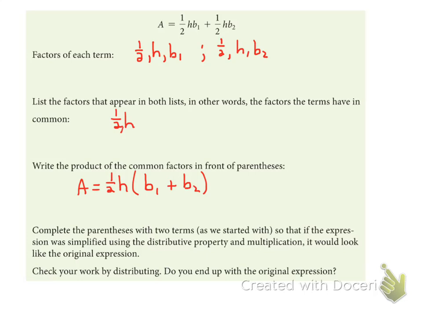And you can check your work by distributing. So if we distribute here, we would have 1/2 H B1, and then distribute to the second term, we would have 1/2 H B2, exactly what we started with. So our answer is yes. Any questions on example 1?